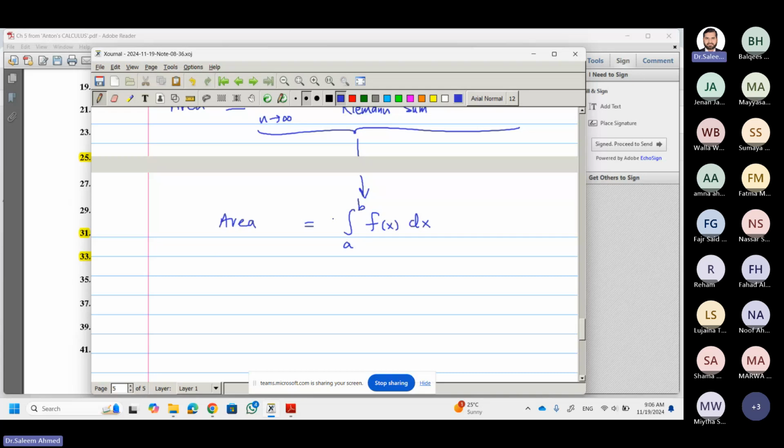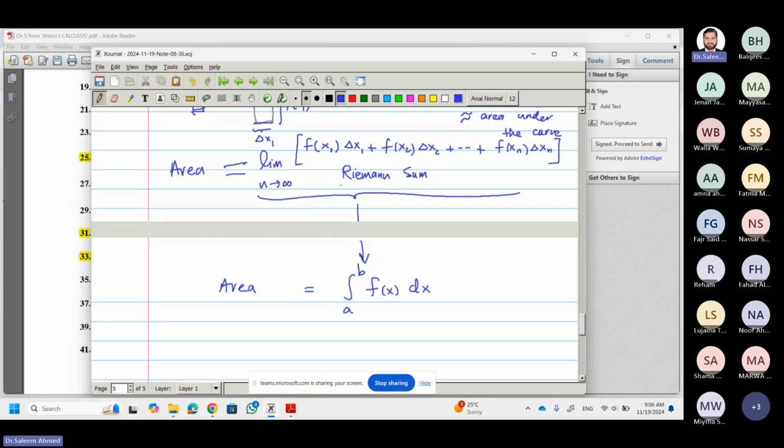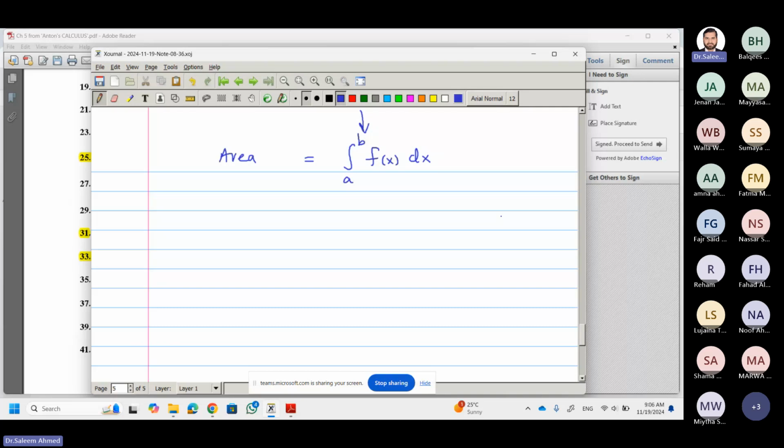So this is a formula, but I cannot find this sum. Finding this Riemann sum is not easy. This is given in section 5.4, but we will leave it. I will not do 5.4. It's a difficult thing. So I can go to sections 5.5 and 5.6 together. In 5.5 and 5.6, they give us some properties of this.